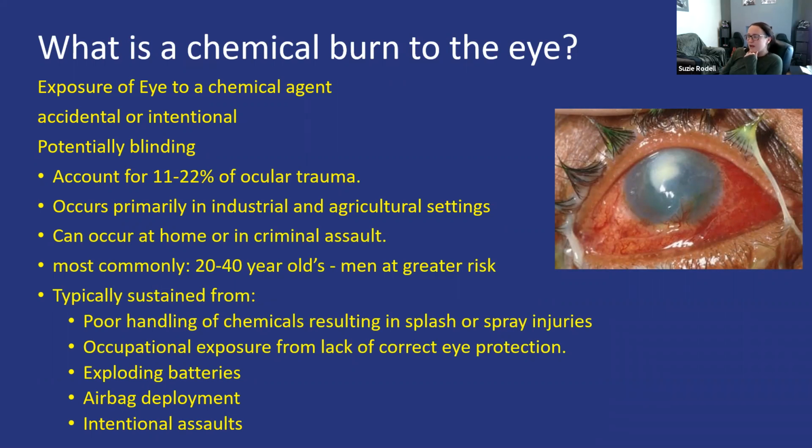Some rarer chemical burns that I've yet to see. I haven't seen an exploding battery, but it's on the list of chemical burn to the eye, and airbag deployment in cars and intentional assaults. I'm not sure if anybody has seen any acid attacks in their ED, but they do happen. They're out there, probably in the bigger cities as opposed to rural Wales.